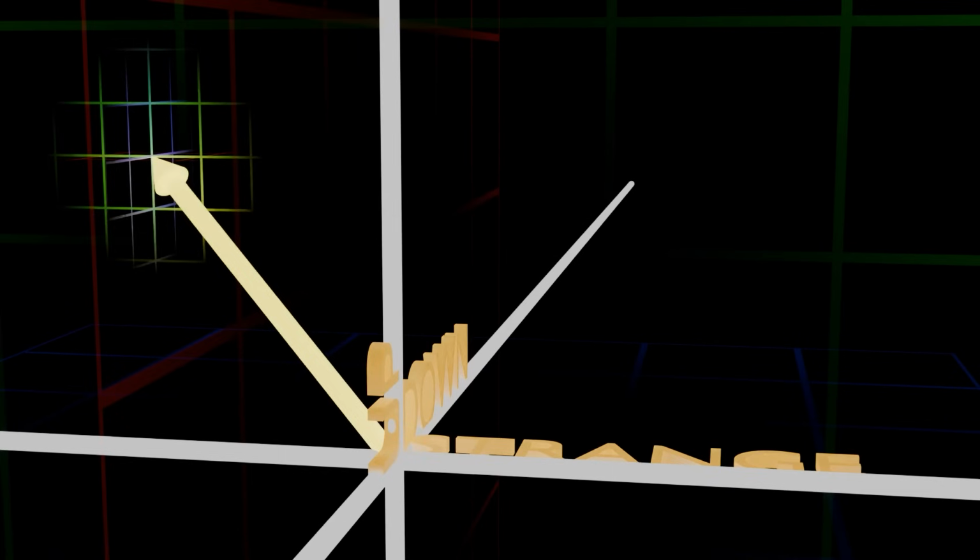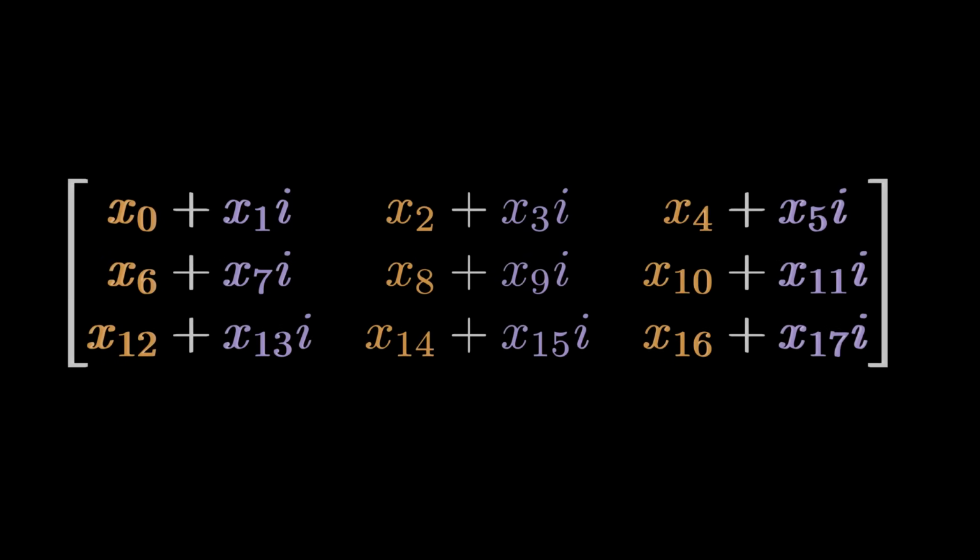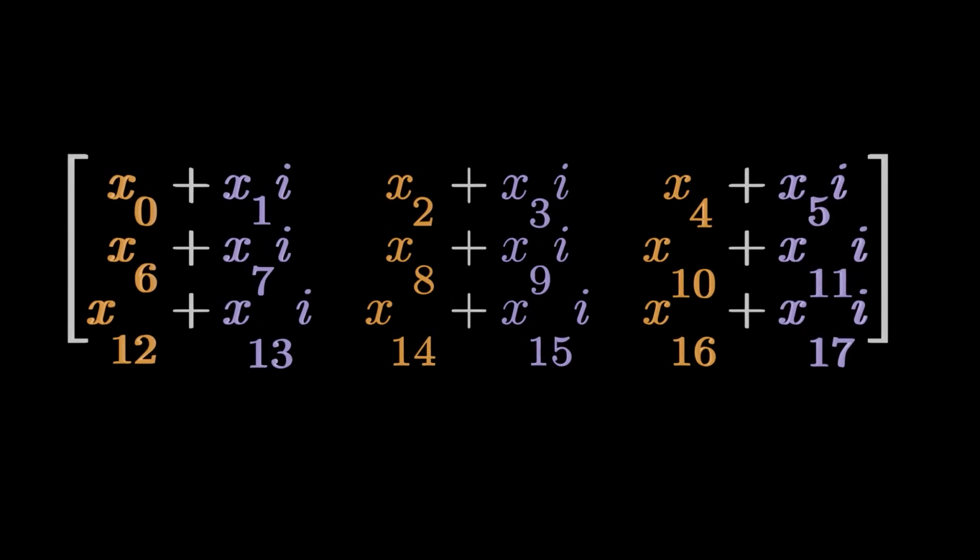Now, this matrix can have imaginary numbers in it. Don't even ask, okay? And thus, if we were to graph every single possible matrix, we'd have to do it in 18 dimensions.